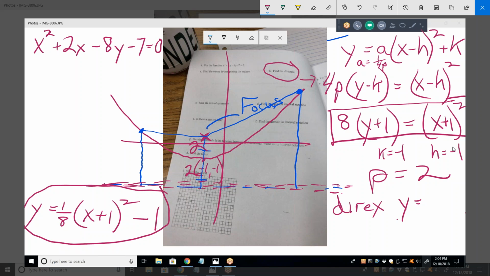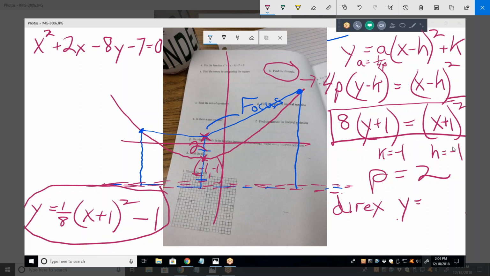Where's the vertex? What's the y coordinate of the vertex? The y coordinate. Yeah, I've got it labeled on my drawing. The 8, or no? No. Okay, hold on. That's the vertex, (-1, -1). That's the x and the y coordinate of this vertex right there.